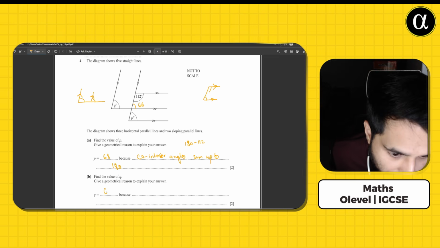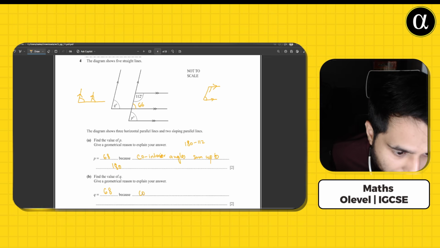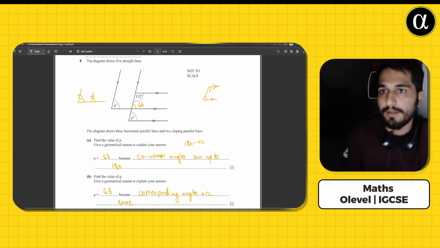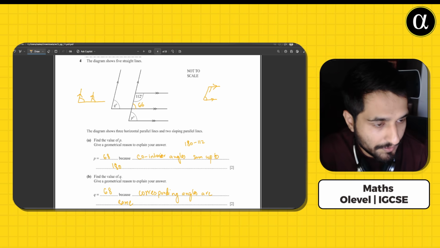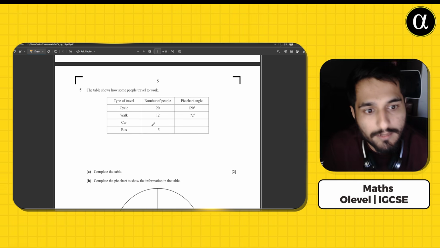So this angle is going to be 68. What's the reason? The reason is corresponding angles. The F shape results in corresponding angles, and corresponding angles are the same. What we're going to say is: for F shape, the reason is corresponding angle; for C shape, the reason is co-interior angles; and for Z shape, we say it's an alternate angle. Now let's move on to this part.